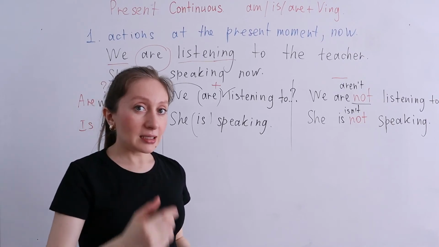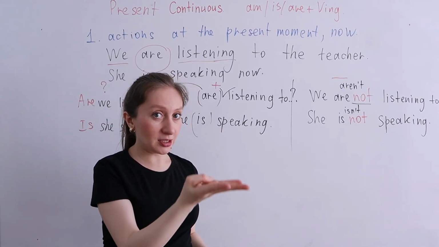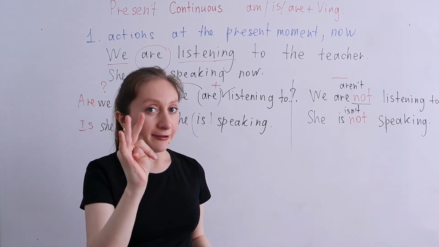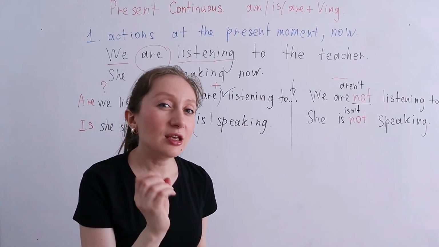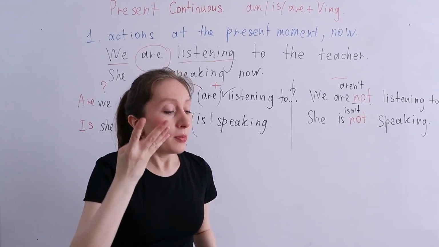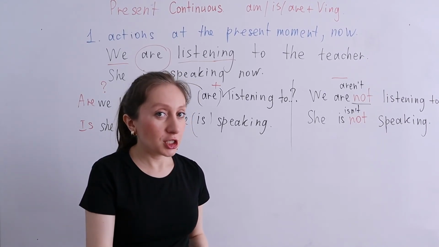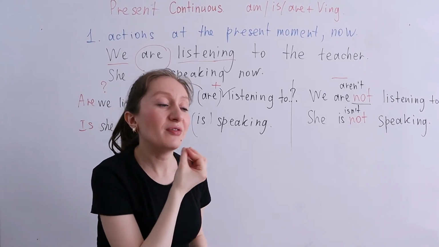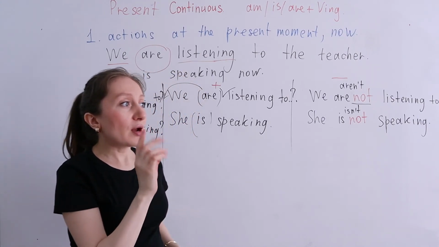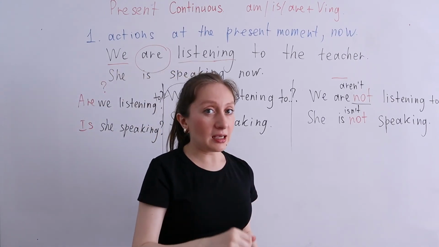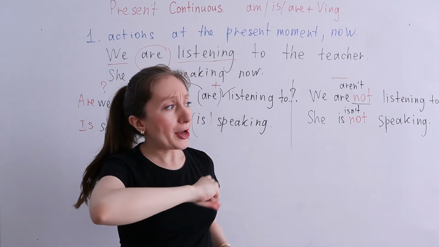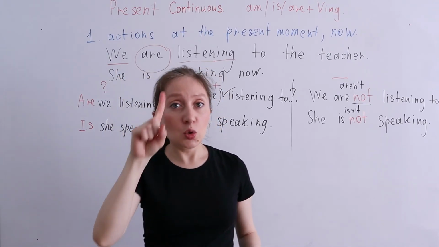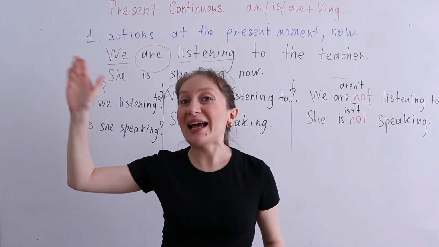Right now, try to make sentences. You remember 3 cases? Action at the present moment, then planned future, then temporary action. Please repeat these rules. Like planned future, temporary action, action at the present moment. You have to repeat it. You have to say it. And then write 1 sentence for every case. 1 sentence. What are you doing now? I am writing now.